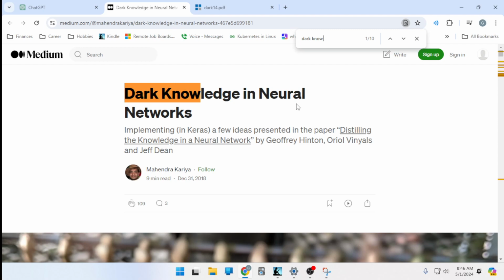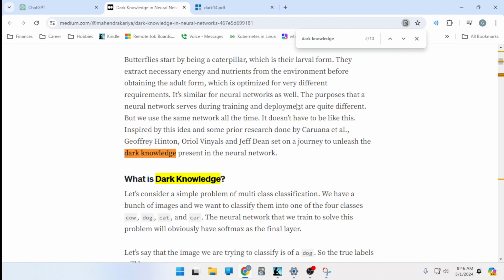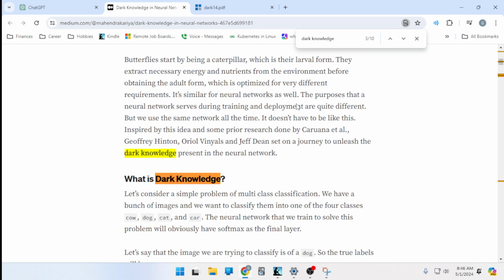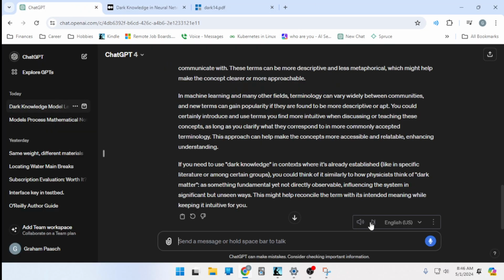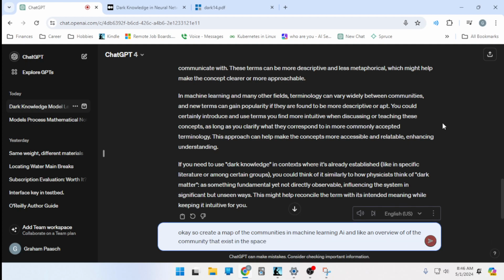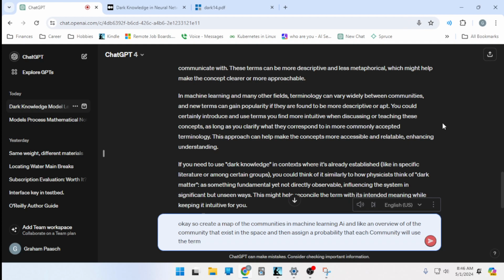In machine learning and many other fields, terminology can vary widely between communities, and new terms can gain popularity if they are found to be more descriptive or apt. You could certainly introduce and use terms you find more intuitive when discussing or teaching these concepts, as long as you clarify what they correspond to in more commonly accepted terminology. Okay, so create a map of the communities in machine learning and AI, an overview of the communities that exist in this space, and then assign a probability that each community will use the term dark knowledge rather than some other sort of term.